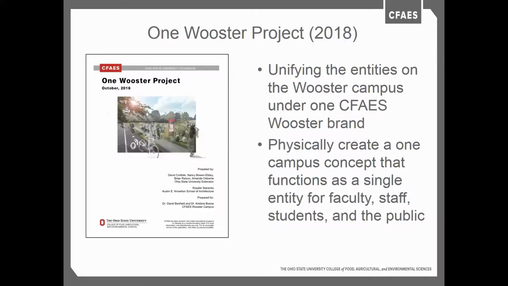So the university in general has adopted the idea of six campuses, one university. You've probably heard that in a lot of the information that's been shared by President Drake over the last few years. Following that lead, the directors of both OARDC and ATI began to ask what a unified campus concept for Wooster might look like. Could these entities be viewed as one campus referred to as CFAES Wooster?